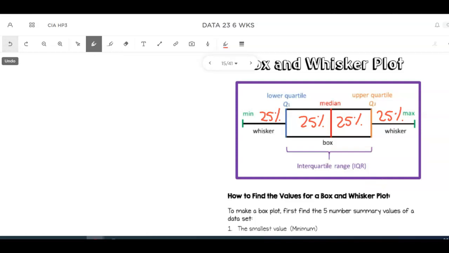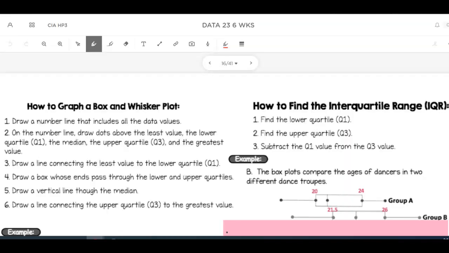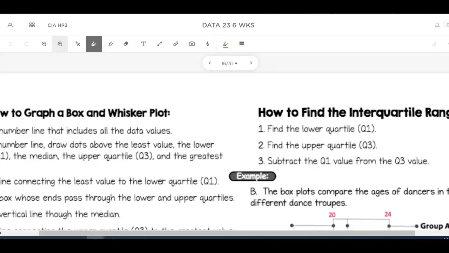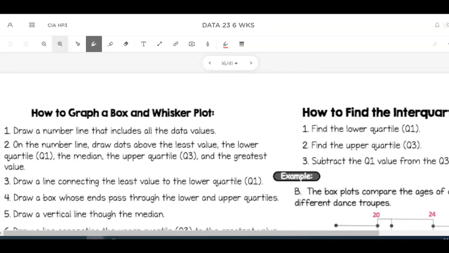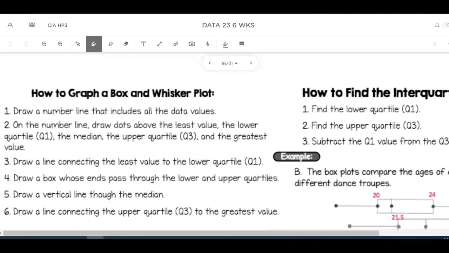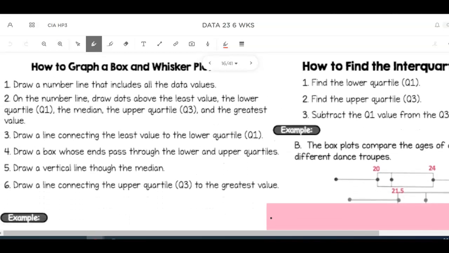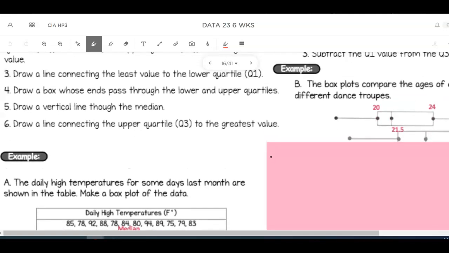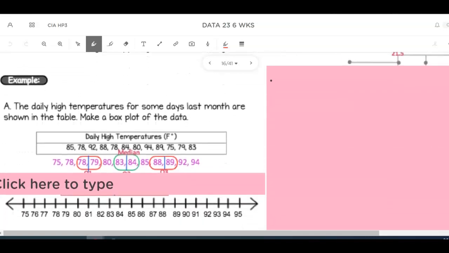All right, let's look at the inside of these notes. How to graph a box and whisker plot. I am not going to go through that with you. We are just actually going to come down here and actually put together a box and whisker plot.